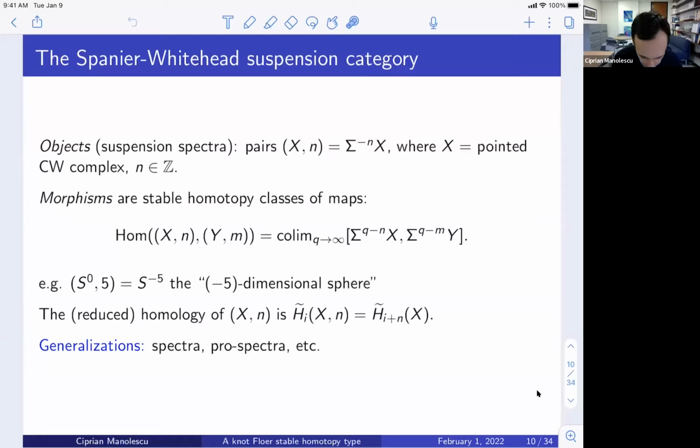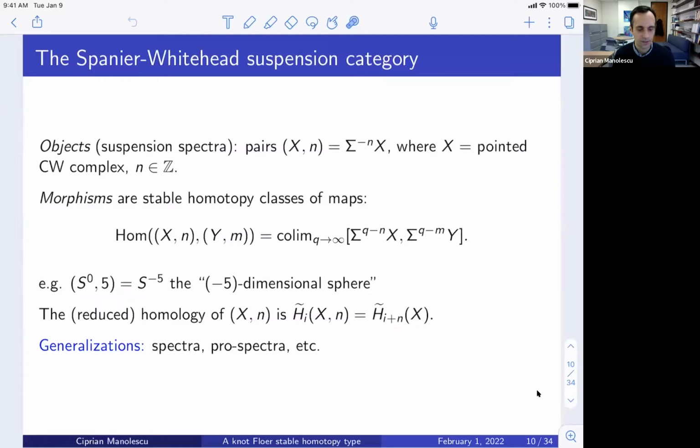The simplest version of it is just formal desuspensions of spaces, which can just be CW complexes. So in general, stable homotopy groups are the colimit of taking the suspension of two spaces and looking at homotopy classes of maps between, let's say, Σ^q X and Σ^q Y, but I'm also allowing formal desuspension, and I'm putting minus n and minus m. So the objects are just this X_n, which allow me to talk about like the minus five dimensional sphere, like S^0 comma five. So this is my category. It's just a small generalization of a topological space, sort of a CW complex. And by homology, I just mean the homology of X shifted with this n.